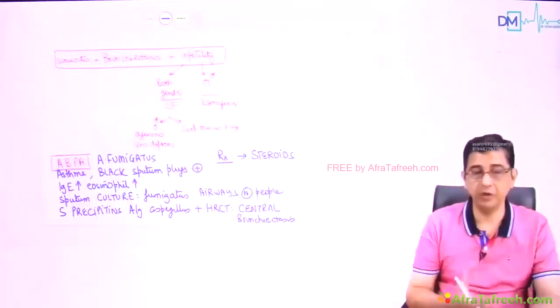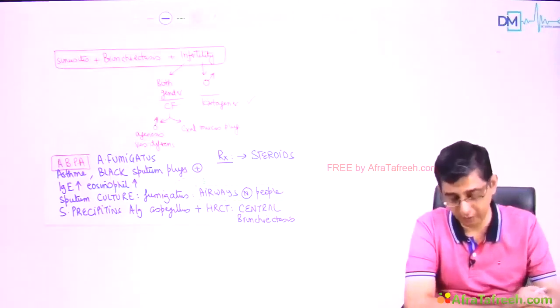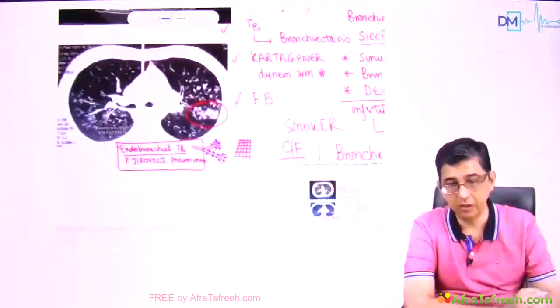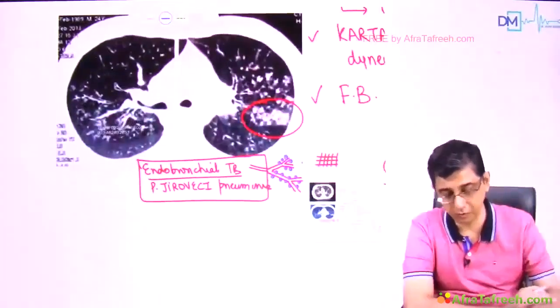And for ABPA, it's obviously fumigatus with central bronchiectasis, plus this is the slide which I have mainly wanted you to focus on. I would like to remind you the fact that tree in bud appearance is a feature of endobronchial TB and Pneumocystis jirovecii pneumonia.